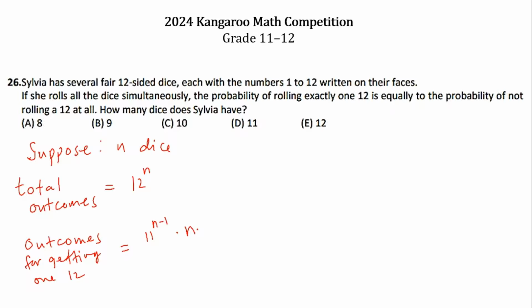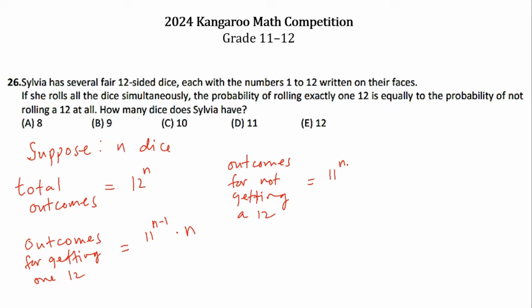On the other hand, the outcomes of not getting a 12 is 11 raised to n, because we'll have to exclude the number 12 for each die. So outcomes for not getting a 12 is equal to 11 raised to n.